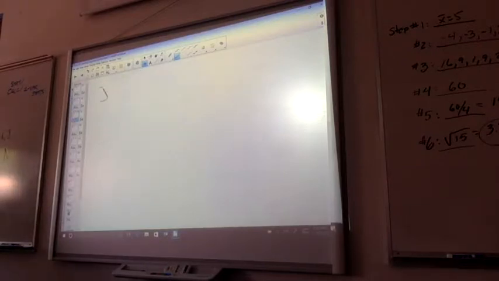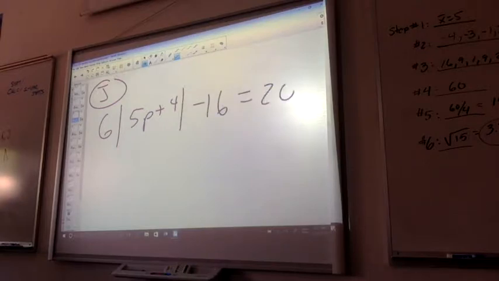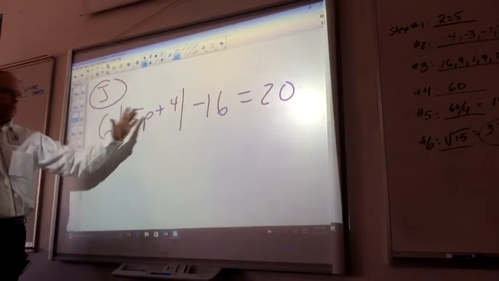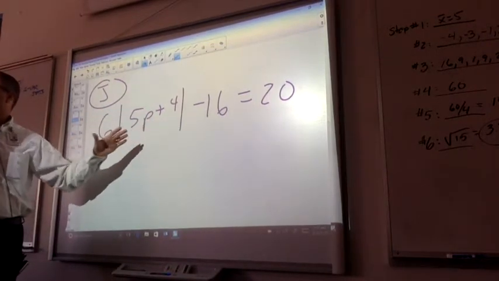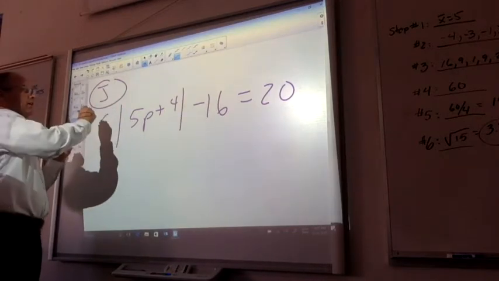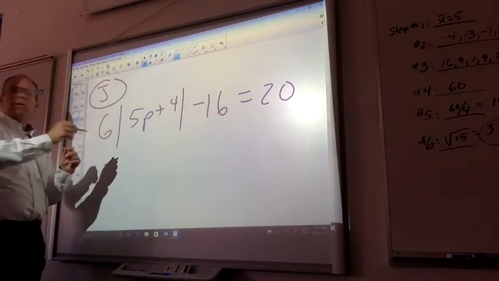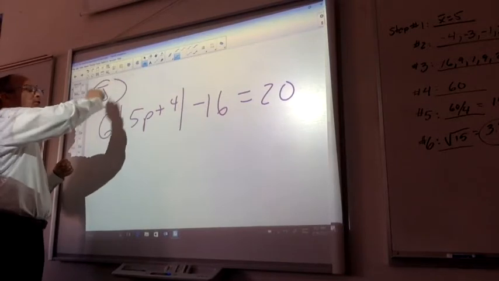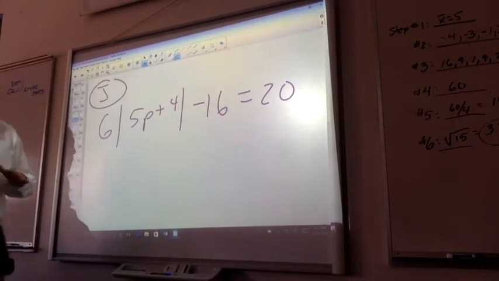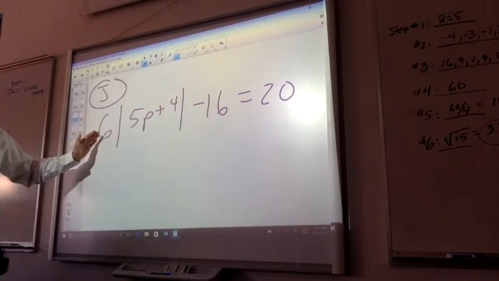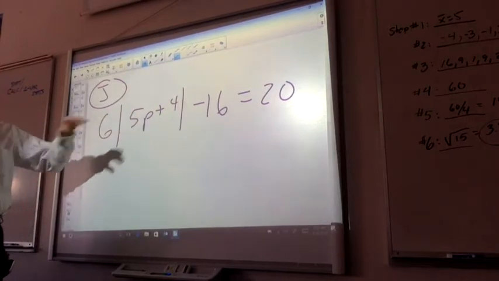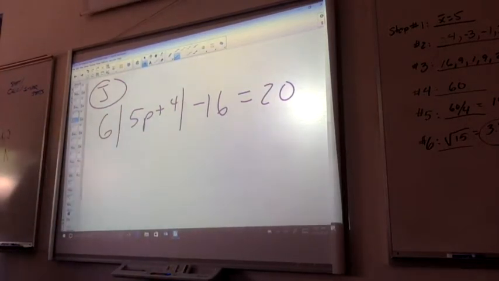All right, letter J. We have 6 times the absolute value of 5p plus 4, minus 16, is equal to 20. The best way to start this type of problem is to get rid of everything around the absolute value. This absolute value sign is acting like a parentheses, so technically you could distribute over, but I don't think that's the best move. So start moving things over and then divide to bring it over, and then we'll do the absolute value. I think you'll find that'll work a lot better for you.